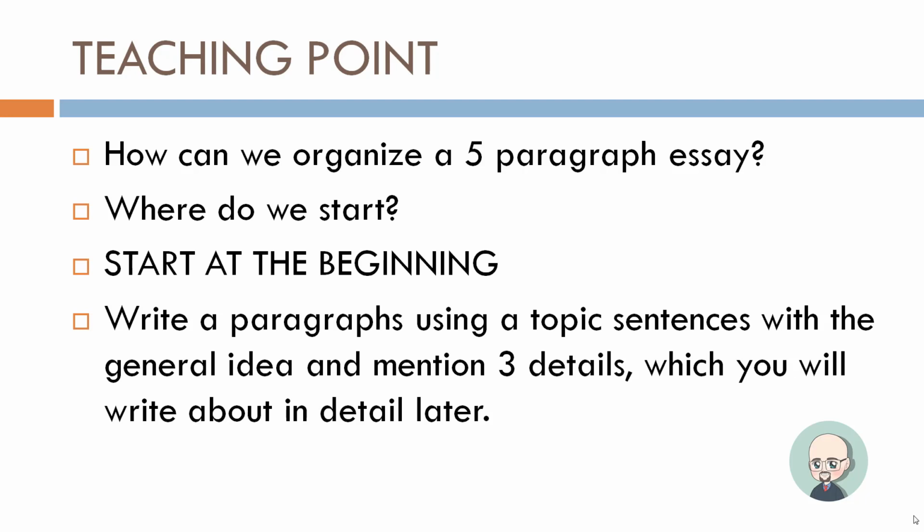Where do we start? Start at the beginning, okay? You write a paragraph using a topic sentence with the general idea and mention 3 details, which you write about in detail later, okay? So we're just diving down. This is very mechanical. People tend to overthink writing 5-paragraph essays. They're very straightforward. You got 5 paragraphs, and each one of those paragraphs has a topic sentence and 3 detail sentences, okay? The introduction might only have 2 or 3 sentences, same thing with the conclusion. But your body paragraphs are going to have 3-4 sentences, your introduction and your conclusion, 2-3 sentences, okay?